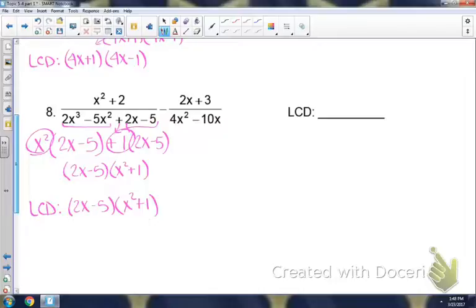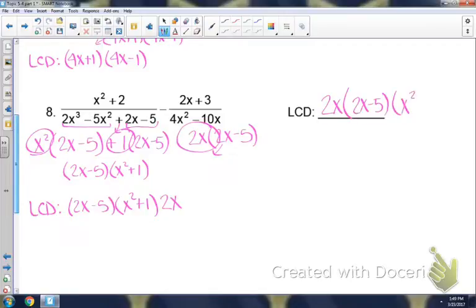Looking at the second denominator, you're going to factor that. Notice they have a GCF of 2x, and you're left with 2x minus 5. Notice I already have the 2x minus 5 in the LCD, but I don't have a 2x by itself. So I need to bring that 2x down. You can put it at the end or at the beginning. It doesn't really matter. So 2x minus 5, and x squared plus 1 would be your LCD there. Okay, so tomorrow we'll get into actually adding and subtracting those fractions once we find that LCD.